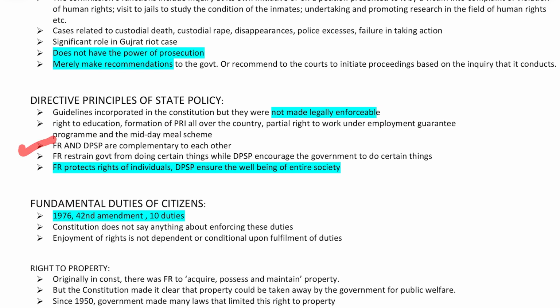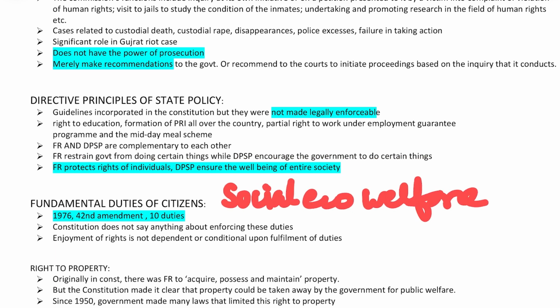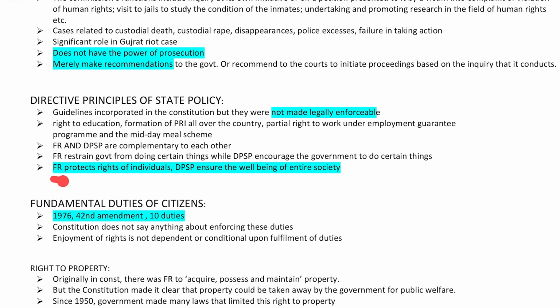Fundamental rights and DPSPs are complementary to each other. Fundamental rights restrain government from doing certain actions, while DPSPs encourage the government to do certain things. The DPSPs are basically for socio-economic welfare. Fundamental rights protect the rights of individuals. DPSPs ensure the well-being of the entire society.